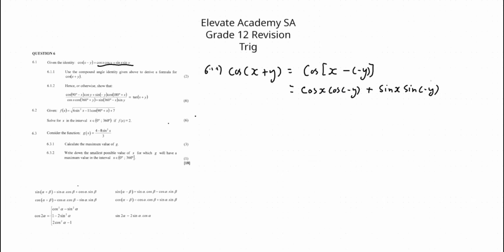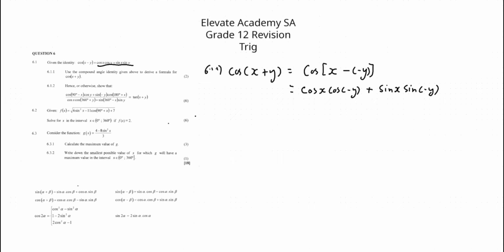Okay, so just to recap, we need to know how to reduce this cos minus y and sine minus y using our CAST diagram. If you need help, you can click the link in the top right hand corner for the detailed video on reduction. So what we can do here is basically add 360 to this, and we will get cos 360 minus y, which we know using our CAST diagram reduces to cos y.